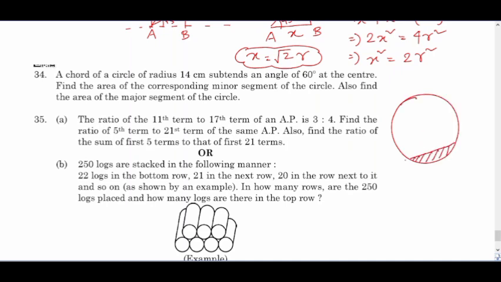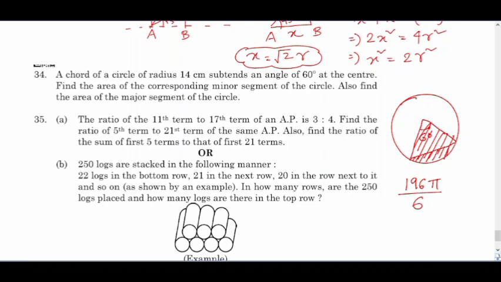The minor segment of the circle. Also find the area of the major segment. So whichever segment we find, minor or major, we can find the other by subtracting from pi r squared. Suppose this is 60 degrees. Total area of the circle is pi r squared, that is 196 pi, since 14 squared is 196. Now 60 degrees is what part of the total area?